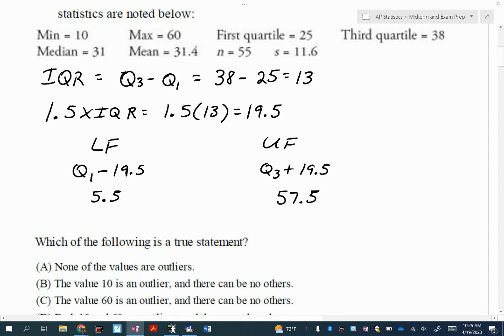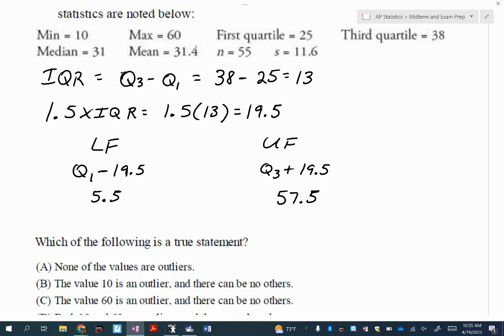Okay, the way I try to describe this, right, is I always think when I'm looking out of my backyard, right, if a number is less than 5.5, it's like I'm looking out my backyard, and less than 5.5 is going to be outside my fence in my neighbor's yard, so it's going to be an outlier. Something that's above 57.5 is going to be on the street next to me. All right, so that's an outlier.